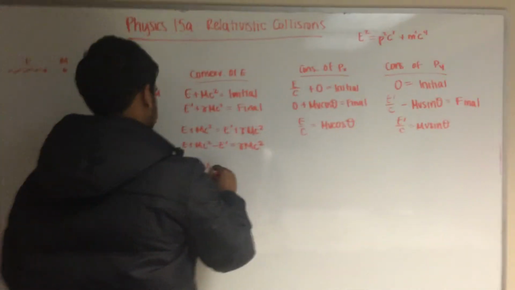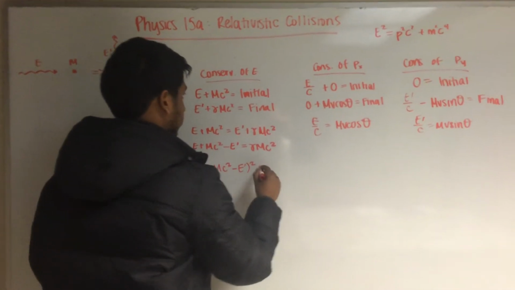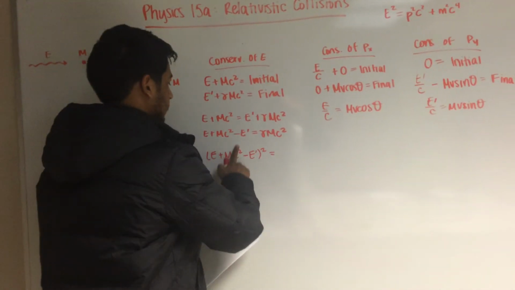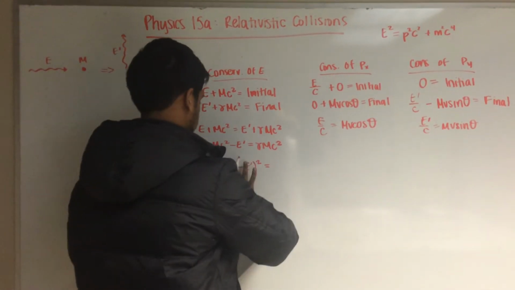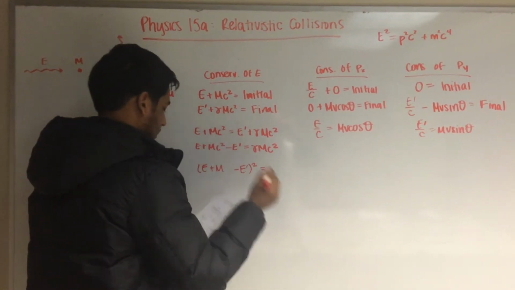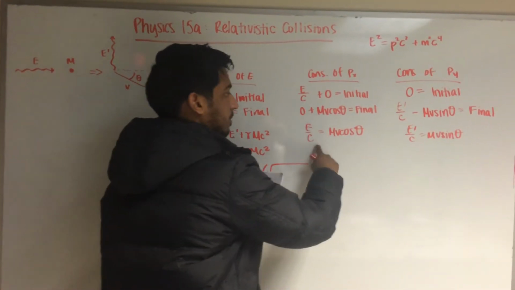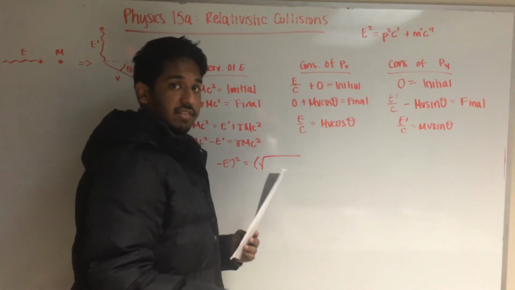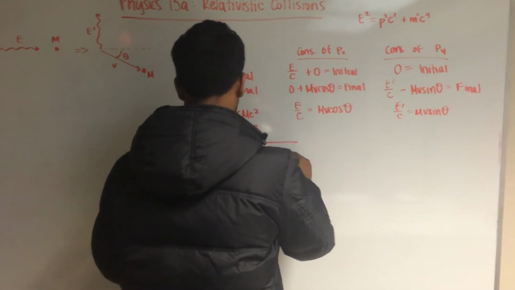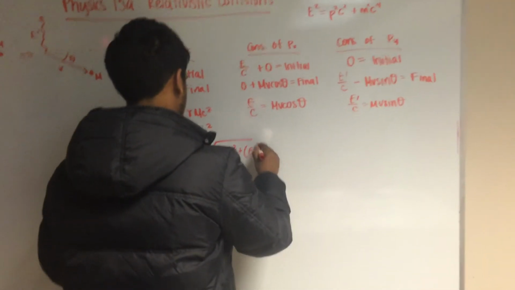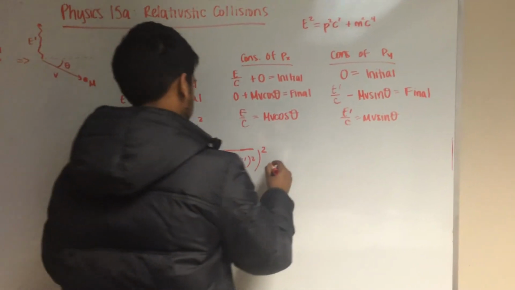E plus mc squared minus E prime squared is equal to, and remember we're dropping the c's, so I can get rid of that c right over there too. Okay, is equal to the square root, and because I'm adding these together through vector addition to find the actual momentum, the square root of E squared plus E prime squared plus m squared.